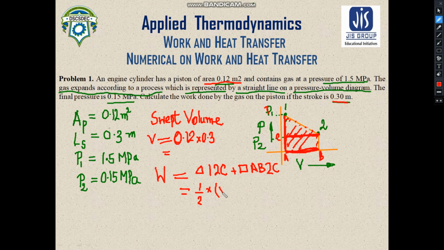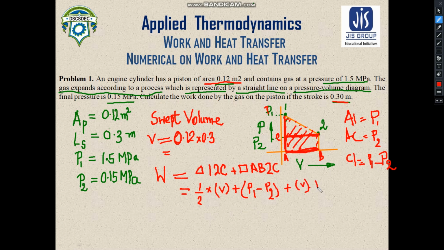So this base is V, and what will be the length of this C1? It will be A1 minus AC, and we know that A1 is equal to P1 and AC is equal to P2. So C1 becomes P1 minus P2. That is quite simple to understand. So half into V into (P1 minus P2), and for the rectangular part, it will be V into P2.